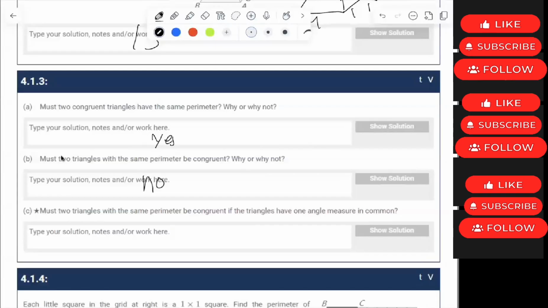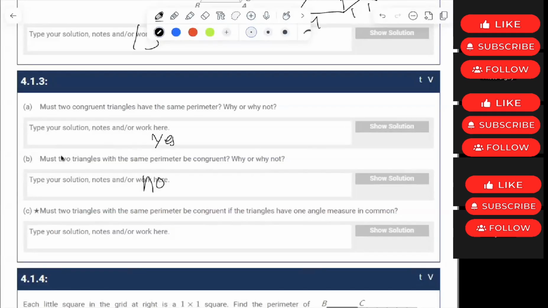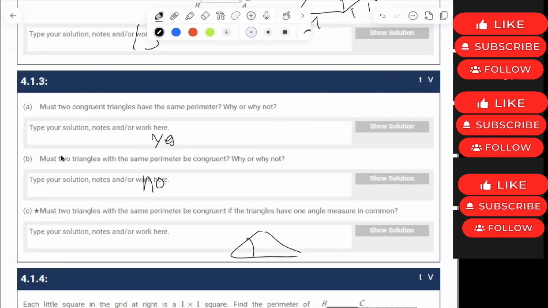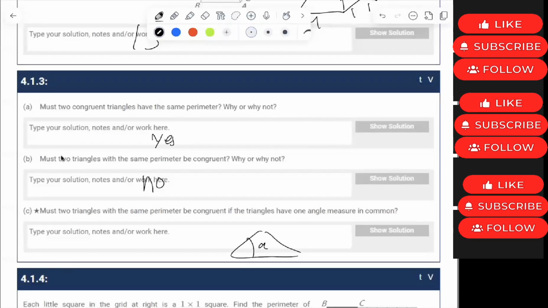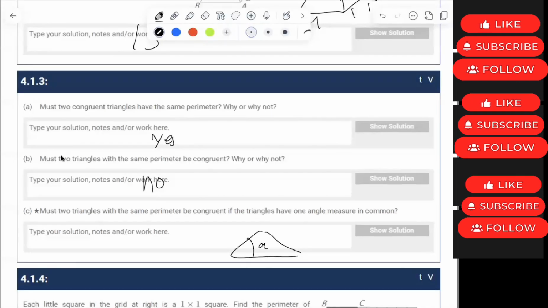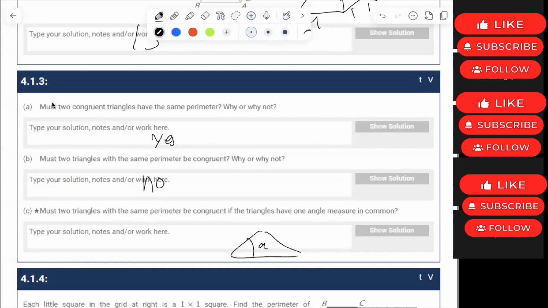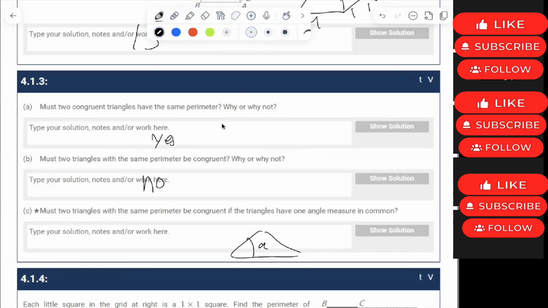And C, must two triangles with the same perimeter be congruent if the triangles have one angle measure in common? Hmm, that's a more interesting one. How do we go about that? Well, we have to do it by SAS or AAS. Clearly, that's not going to be true. No, that can't happen.